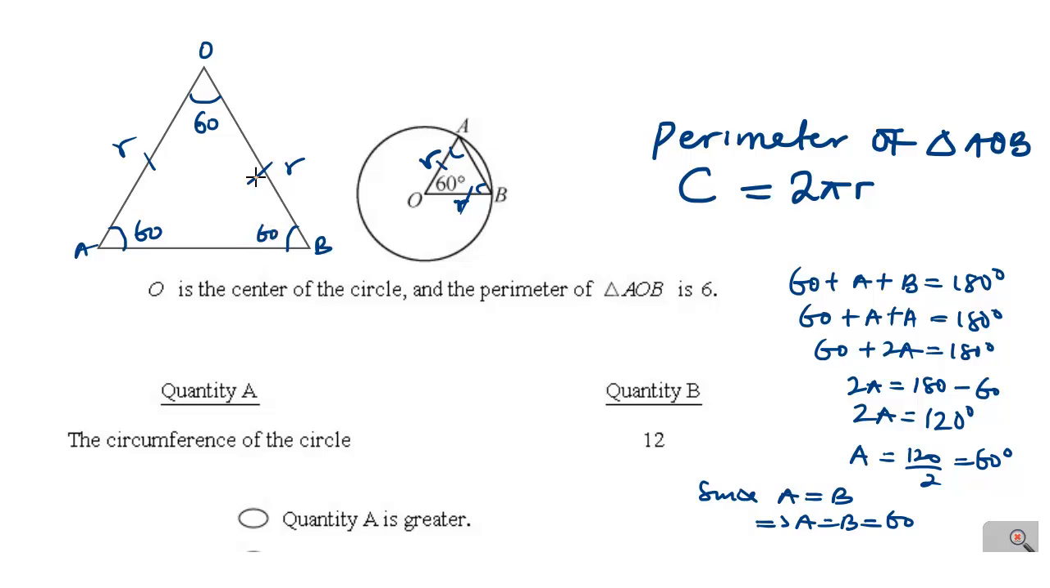Automatically it has transformed from being an isosceles triangle to an equilateral triangle. It becomes an equilateral triangle because it is only an equilateral triangle that has all three angles equal to 60 degrees. So this is also R. So automatically our AB is also equal to R. With this understanding, we can now use this to get our perimeter.